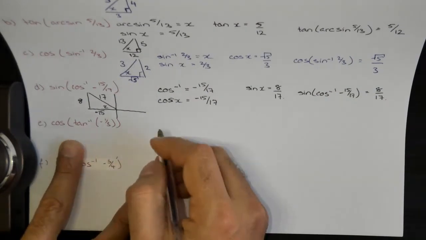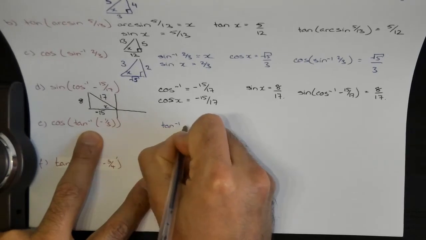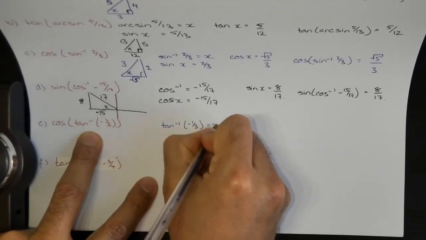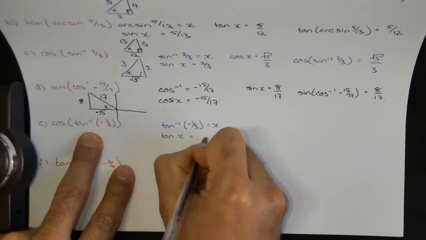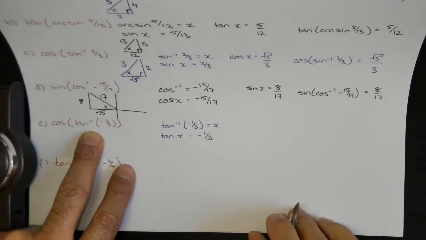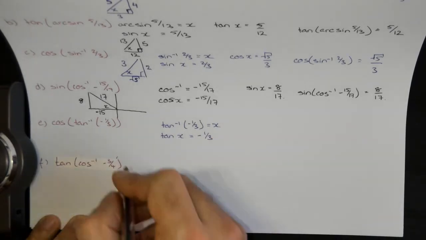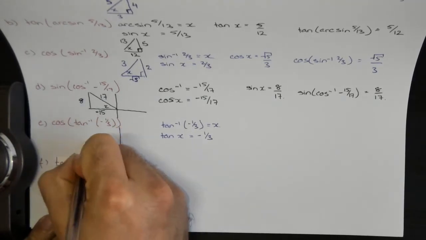So we're doing the inside part first. So inverse tan of negative 1/3. Let's say that equals x. So tan of x equals negative 1/3. Okay. So tan is negative, and in our inverse it's in the fourth quadrant.